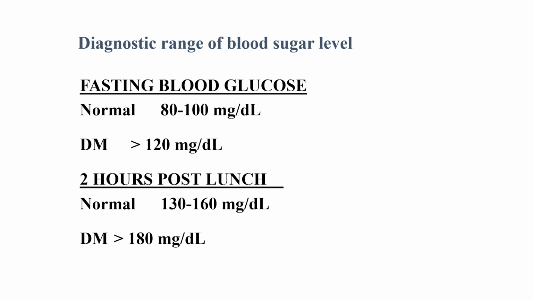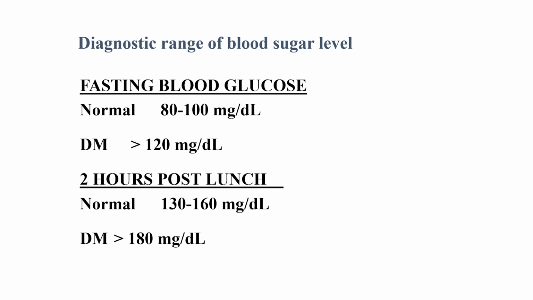So it is compulsory to wait for 2 hours, and after that if you check, in case of normal it's 130 to 160 mg per dl, and if it is more than 180 mg per dl, it indicates that the person is suffering from diabetes mellitus. I repeat once again: fasting blood glucose and 2 hours post lunch. This is the criteria, the diagnostic range, for the diagnosis of diabetes mellitus.